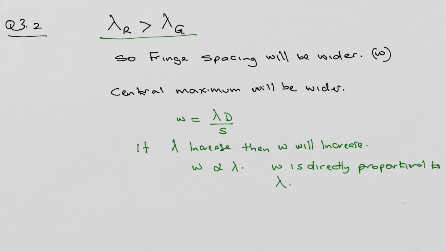Question 3.2. The green filter is replaced with a red filter. Well, the wavelength of the red is bigger than the wavelength of green, so fringe spacing will be wider. As you can see from Young's slit equation, the fringe spacing W is equal to lambda d over s. As lambda increases, W will increase, and W is fringe spacing. Therefore, fringe spacing is directly proportional to lambda. The central maximum will be wider too, because we're using a larger wavelength.